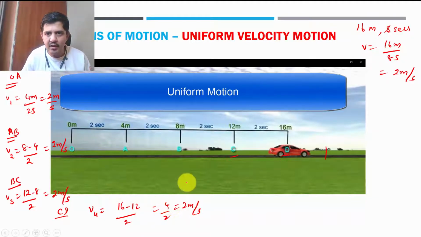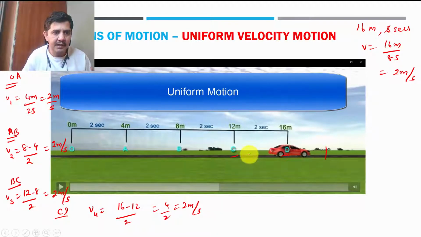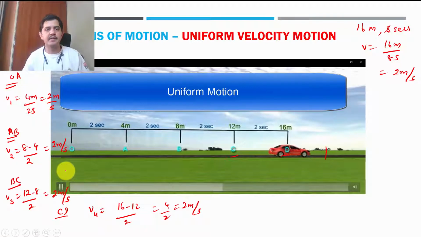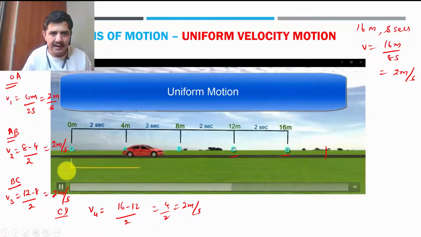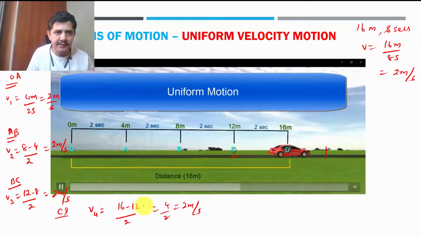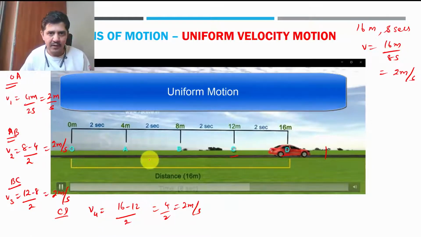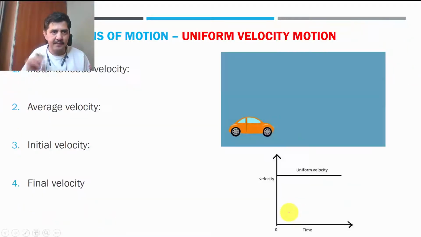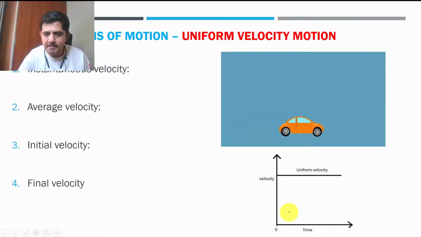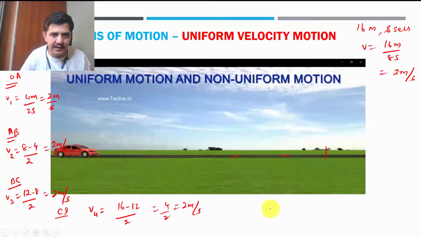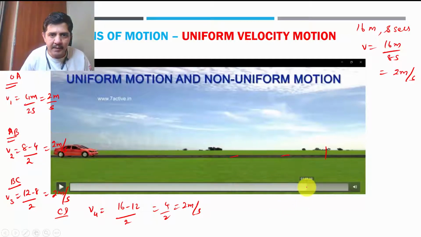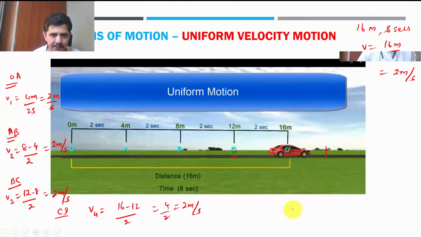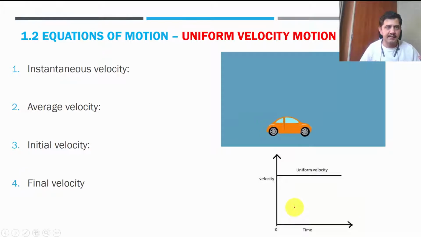And thus you see in all these intervals the car has traveled equal distances in equal intervals of time, which illustrates uniform motion. Okay, so this is what you call uniform velocity motion. I just depicted it here. So the velocity is seen to be a constant. Okay, now let us move on to the next slide.